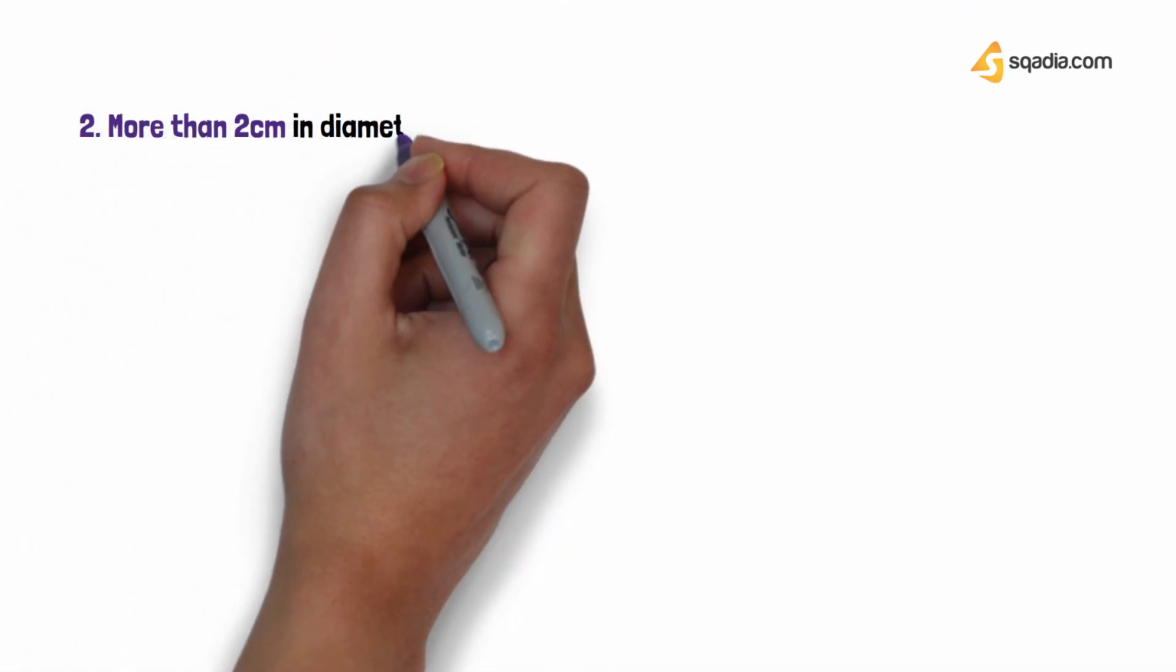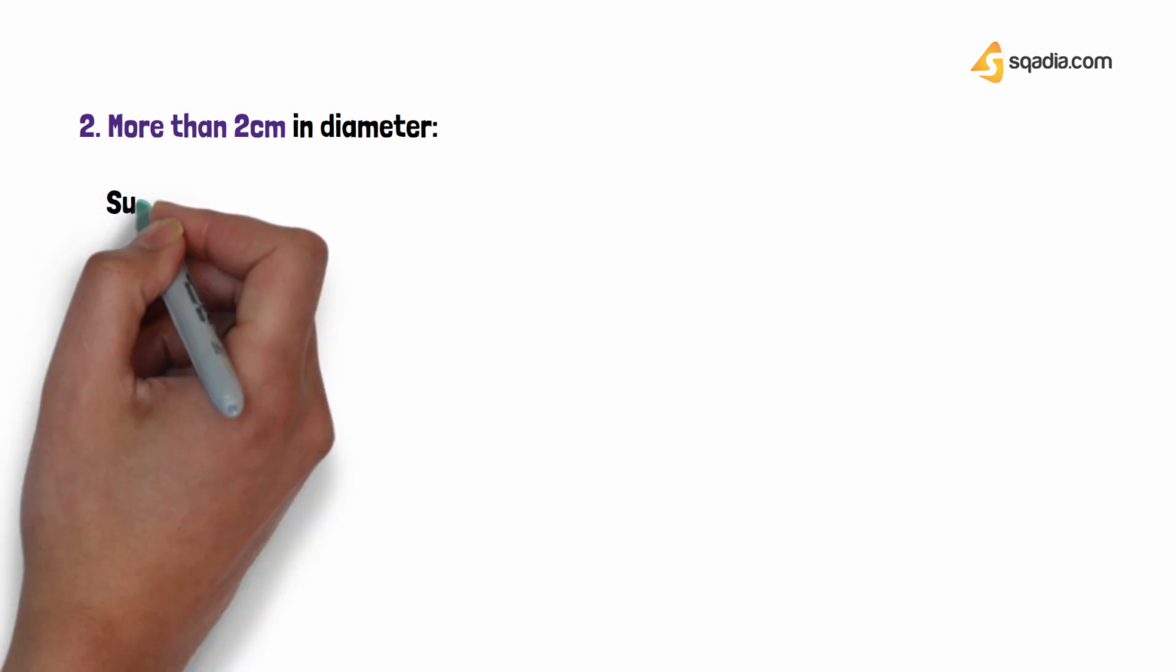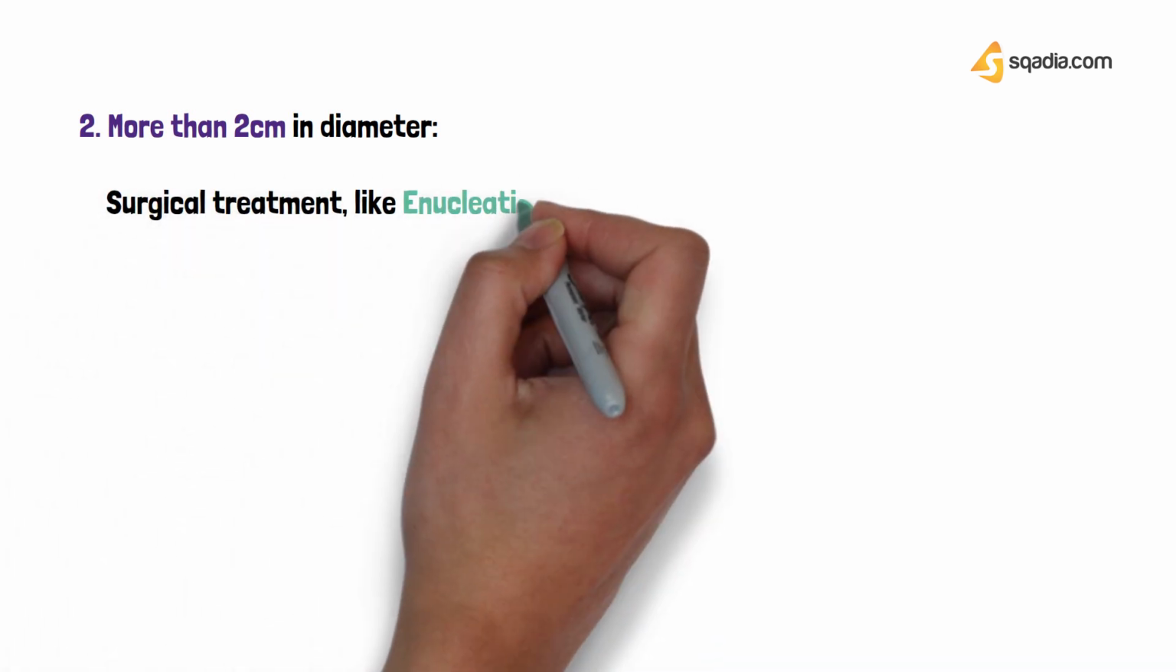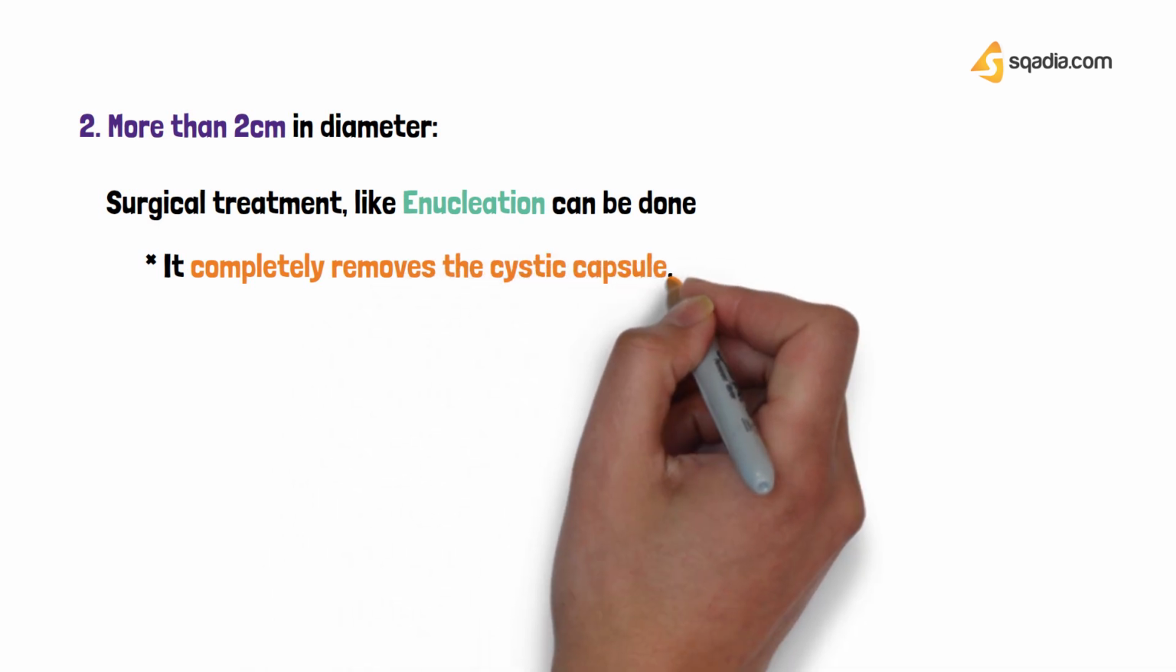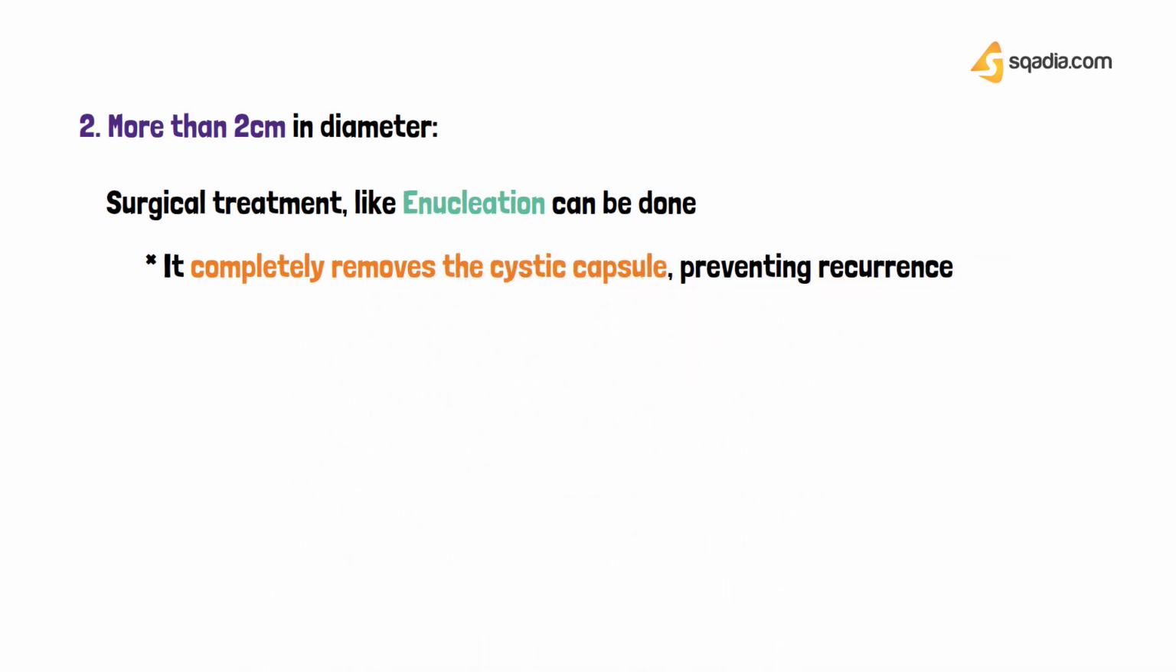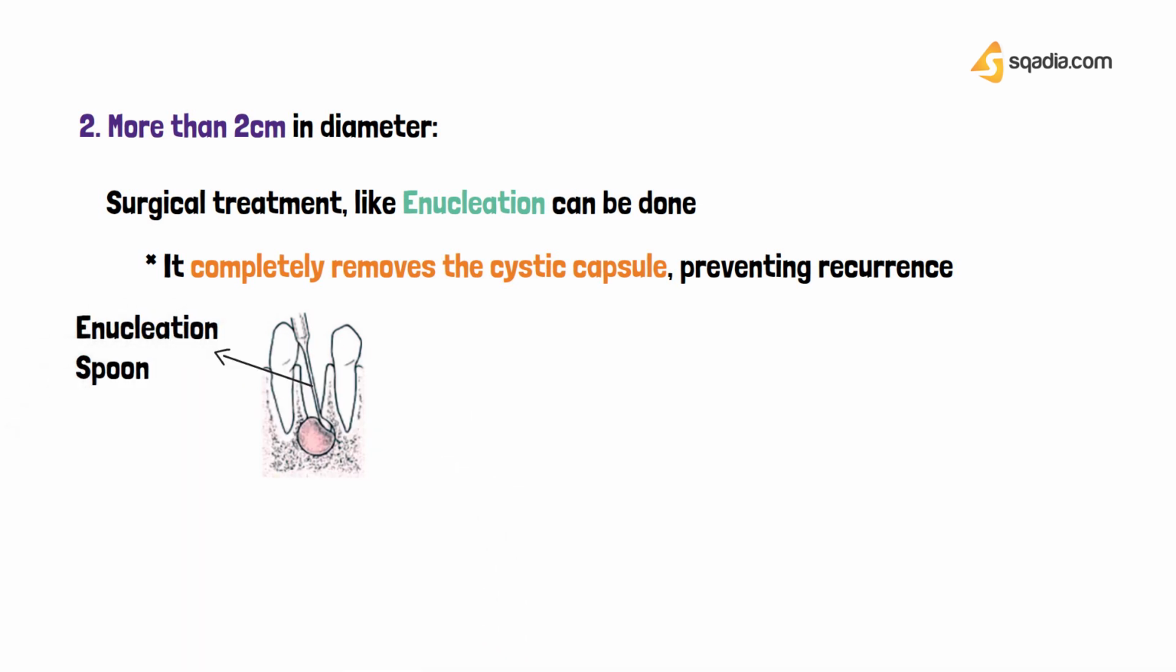But if the cyst measures more than 2 centimeters in diameter, then we move on to surgical treatment like enucleation. Enucleation removes the cystic capsule completely and prevents any reoccurrence. Over here, we can see the enucleation spoon. It is going to remove the cyst completely from the periapical area.